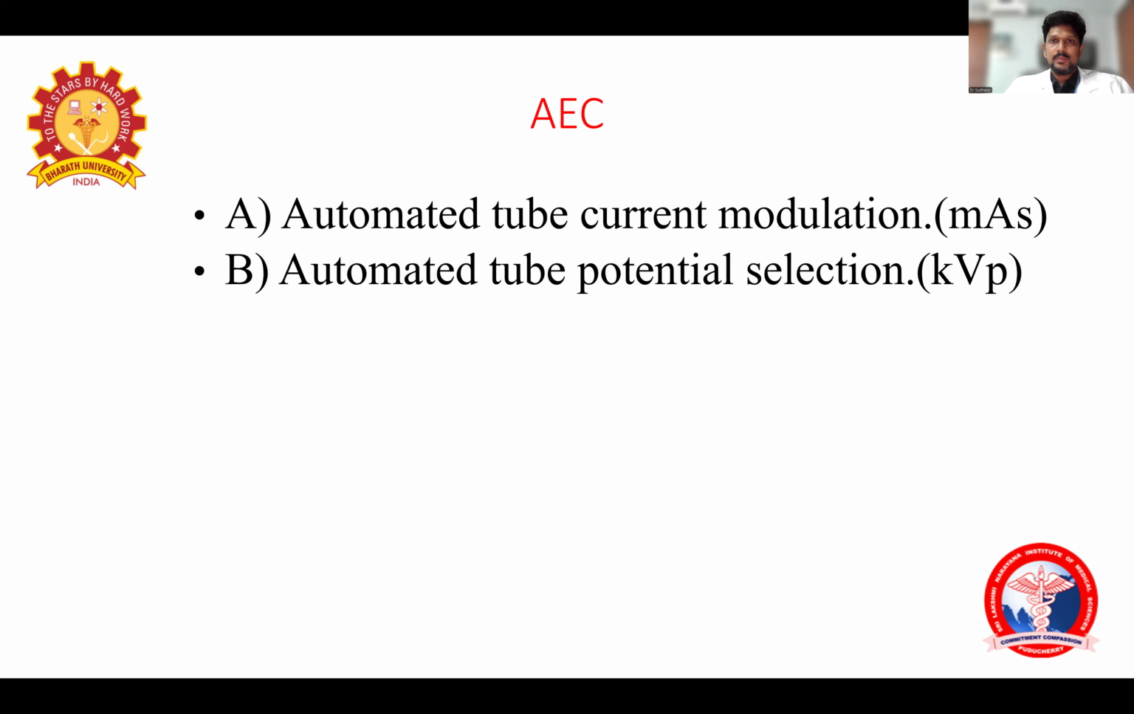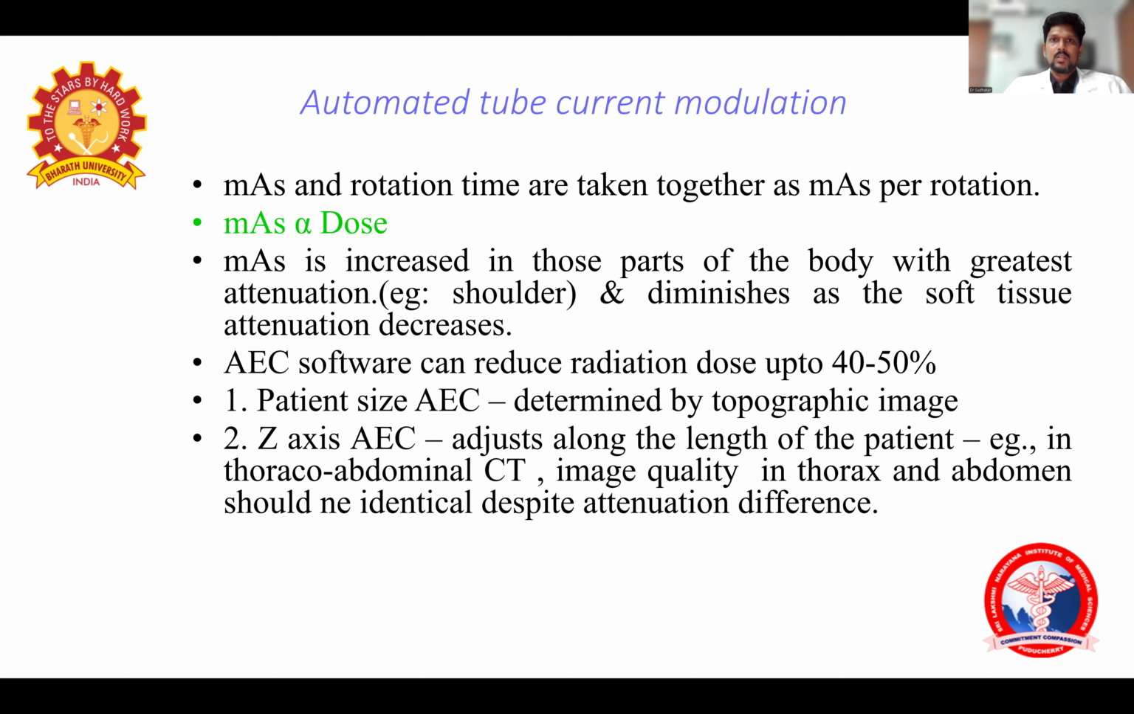So AEC, automated tube current modulation and automated tube potential selection. What is automated tube current modulation? The mAs and rotation time are taken together as mAs per rotation. So mAs is directly proportional to the dose. The mAs is increased in those parts of the body with greater attenuation, for example, the shoulder, because you need to diminish the soft tissue factors in that area. AEC software can reduce radiation dose by up to 40 to 50%.